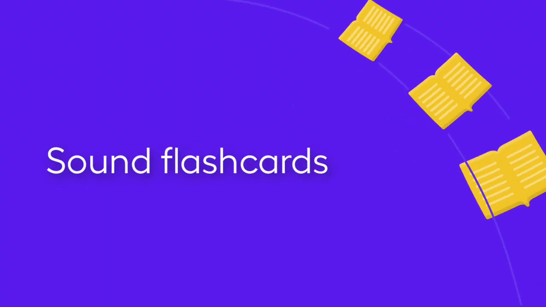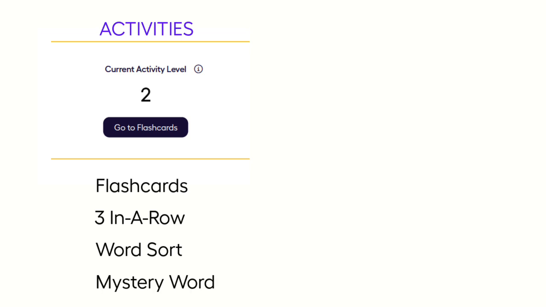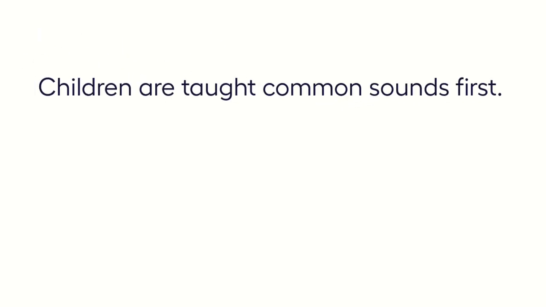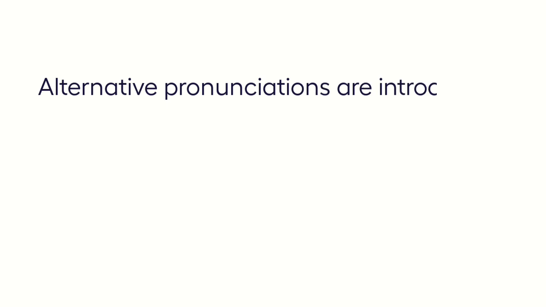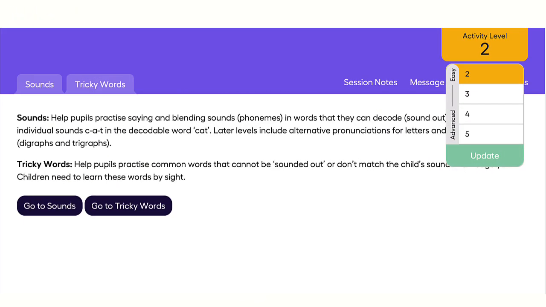Let's talk about sound flashcards first. As you may remember, Chapter 1 flashcards and activities are organised according to levels of difficulty from 2 to 5. These broadly correspond to the order in which sounds are taught in phonics lessons in schools. Children are taught simple, common sounds first, for example, the a in at or the i in pin, and then, as they progress, teachers gradually introduce alternative pronunciations for these sounds. For example, the short i in tip is pronounced differently to the long i in find, and the latter is taught later. We will use the simplest level, level 2, to explain how flashcards work on our platform.